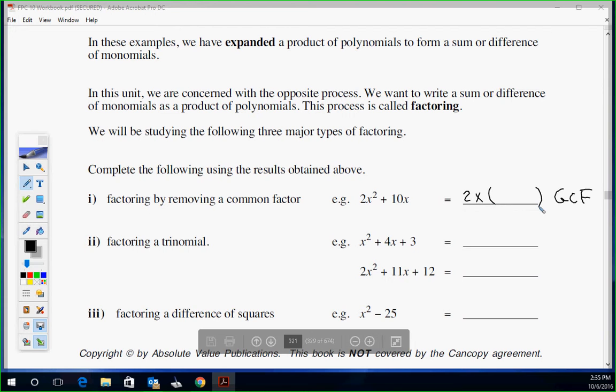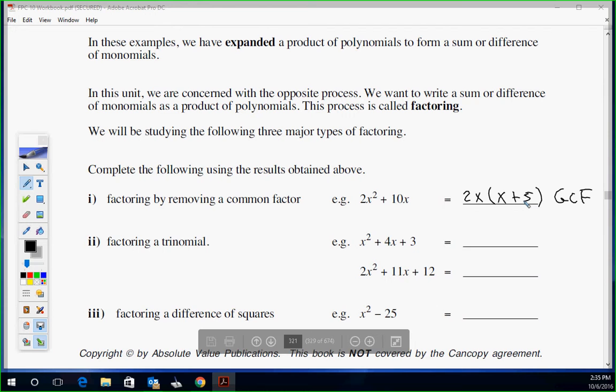So what's 2 divided by 2? 1. It's gone. What's x squared when I take an x out? X. So I'm left with an x here. What's 10 divided by 2? 5. What's x divided by x? It's gone. So we just did that. That's the GCF we're going to learn today. We divided it out. Now it's a product of factors. So you factored it. Does everybody understand that wording there? It's a product of factors because they're now set up in multiplication form.